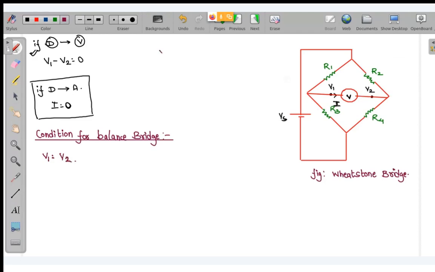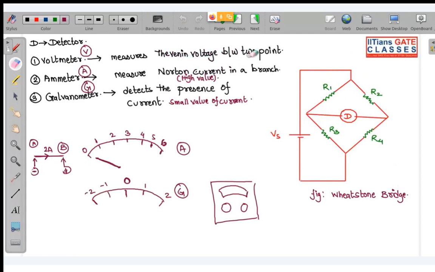Now, you know voltmeter, what is the resistance of an ideal voltmeter? Have we forgotten or what? Infinite. Very good. So RM is basically the resistance of this measuring instrument. It is infinite. So infinite means what? This will be open circuited. And already I have told you that your voltmeter measures the Thevenin voltage between two points, and Thevenin voltage means open circuited voltage.